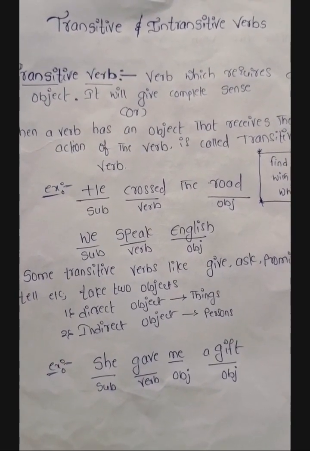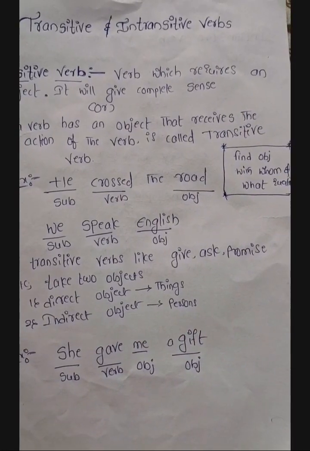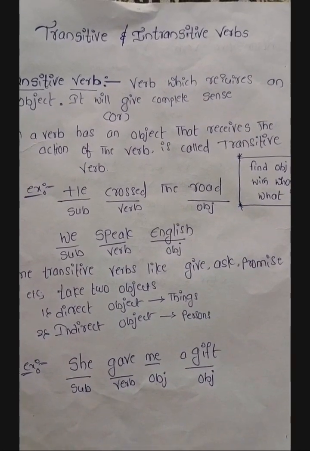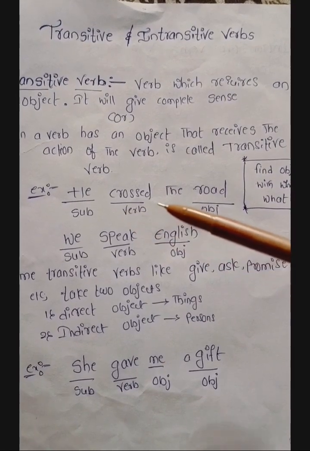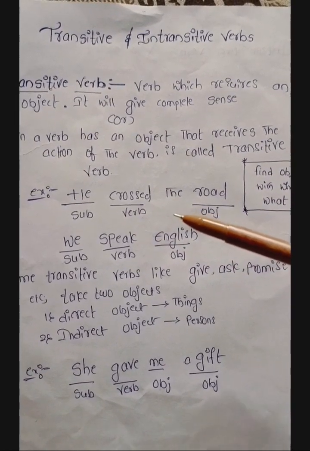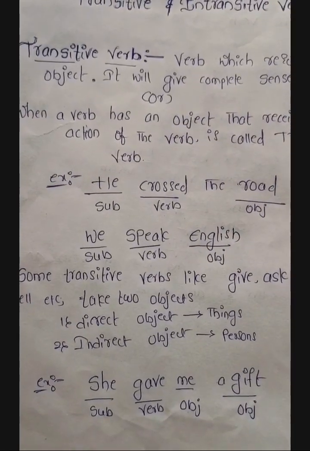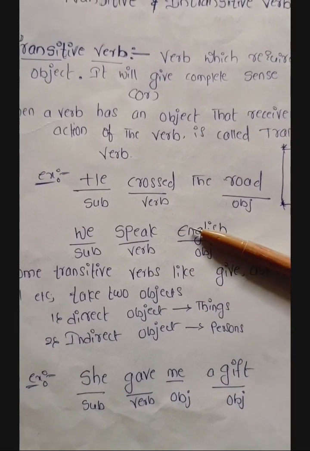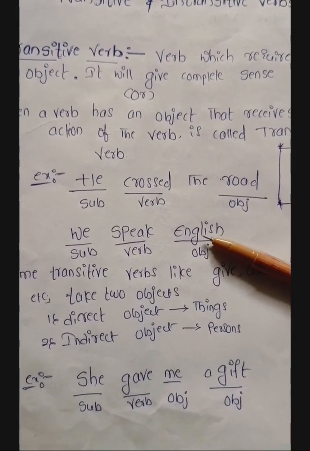Then how can we find whether it is an object or not? We can find the object by framing a question with what and whom. Let's try. He crossed the road. Now I am framing a question with what. What did he cross? Now I am getting the answer: the road. So it is a transitive verb. Let's see another example. We speak English. Now I am framing a question with what. What do we speak? I am getting the object as an answer: English. So it is a transitive verb.